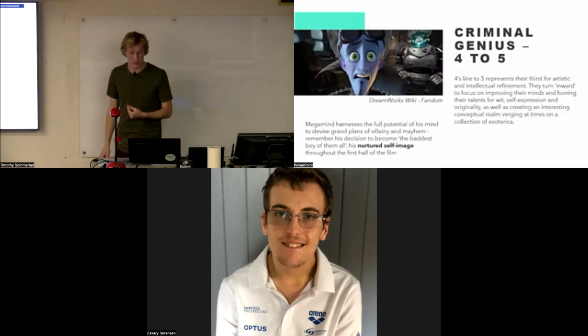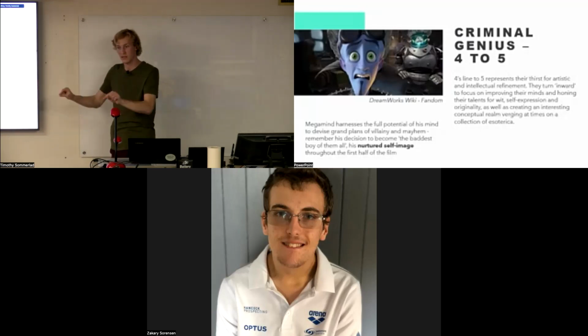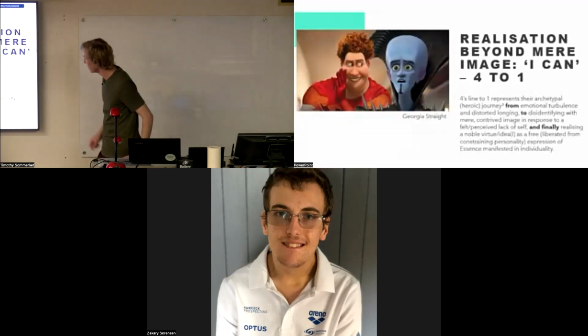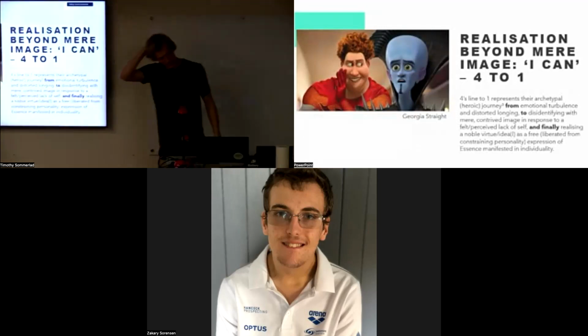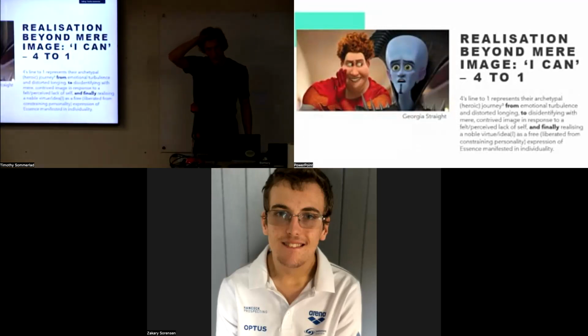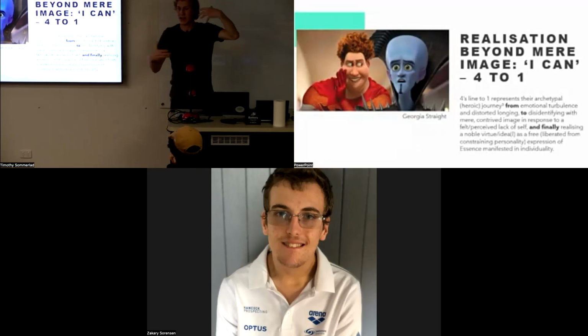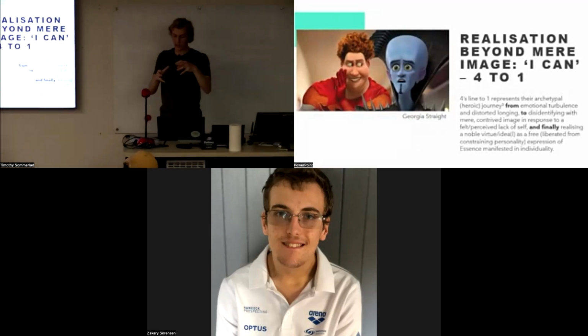So Megamind harnesses the full potential of his mind to devise grand plans of villainy and mayhem. And this is why he's nurturing this self-image to be bad, because he's realized, I can be special in this way, and so I'll be this. And now we start to get into these, what I call major lines. So these are commonly talked about as lines of integration and disintegration. So it's kind of as the person beyond the type is doing better or worse in their health, in their environment. So you can kind of think of it in that way.